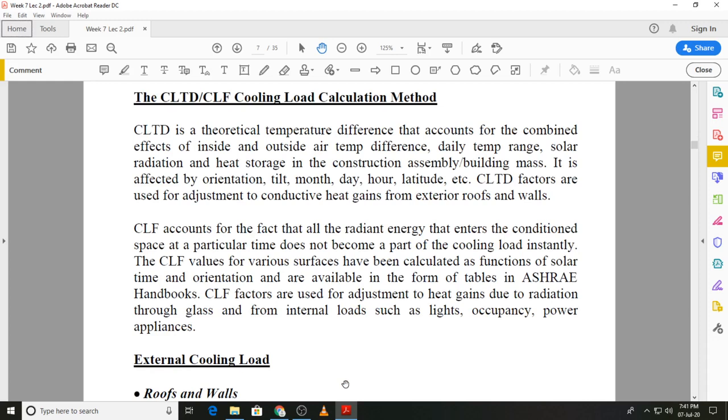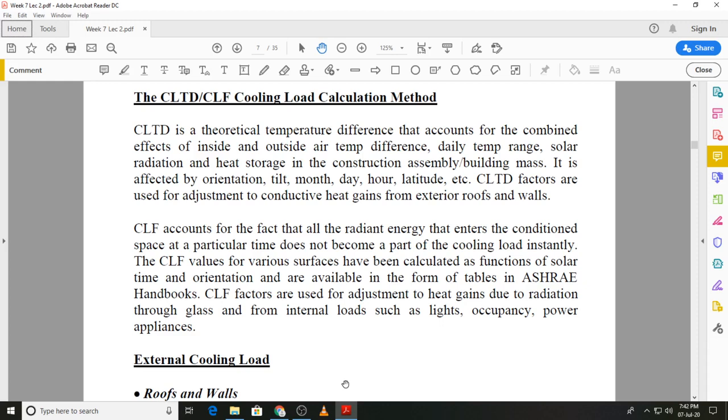We are only going to work with a particular method that is known as the CLTD-CLF method, which is the method described in your book, although this method has been superseded by what is known as the CLTD-SCL-CLF method. Both are methods which can be used to calculate the cooling load manually.